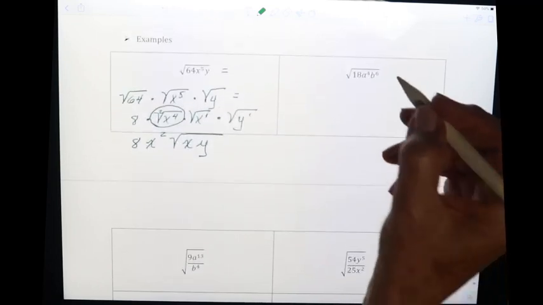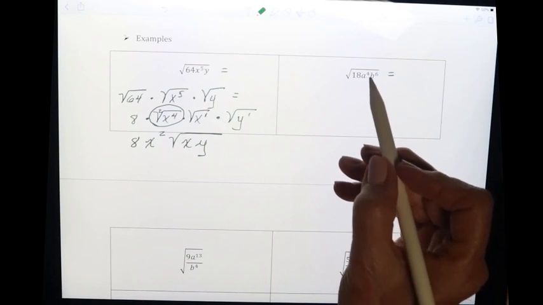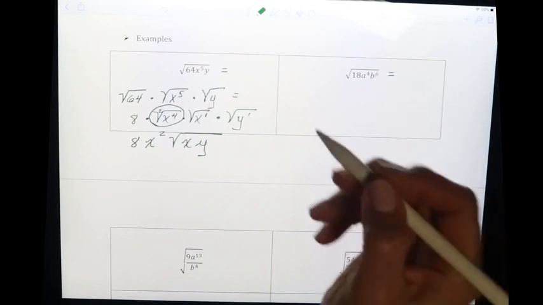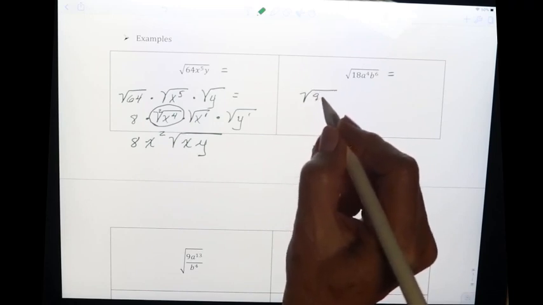Oh, this was the one I wanted to do. Yeah, this is here. I'm about to get lost on my page. So the square root of 18, a to the 4th, b to the 6th. This one's going to be easier because these are both even exponents. So I think I'll split up the 18 into 9 times 2.